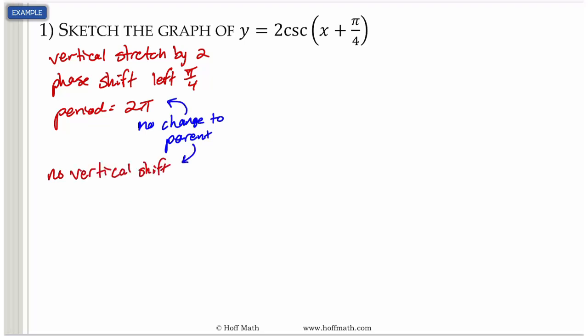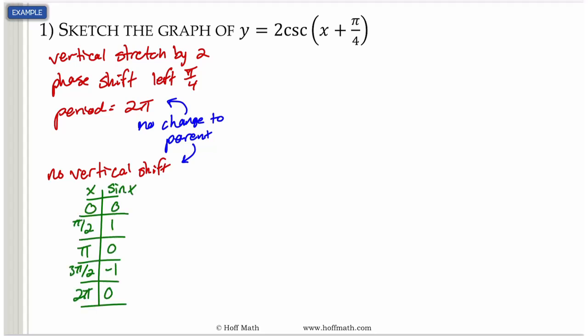So next I would make a t-table for that parent graph. The parent graph for cosecant is going to be the sine function, so I'm going to make a t-table for the sine function. If you want, you can make another column here. And we know that, for example, for the cosecant function, that's where we're going to have your asymptote at 0, your asymptote, and your asymptote there.